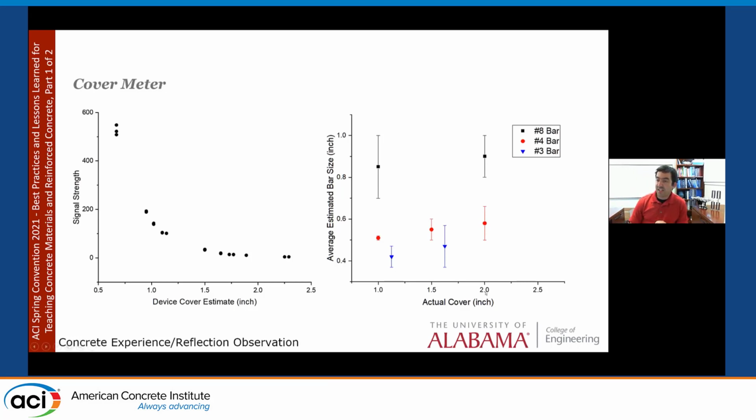And then also looking at the effect of depth and the bar size that the device is actually thinking is there. And one thing that the students are really surprised to see is that the bigger bar has way more scatter when that bar is really close to the surface, because the impact of such a large presence of a ferromagnetic material causes the reading to be very scattered, depending on precisely where the student placed the sensor.